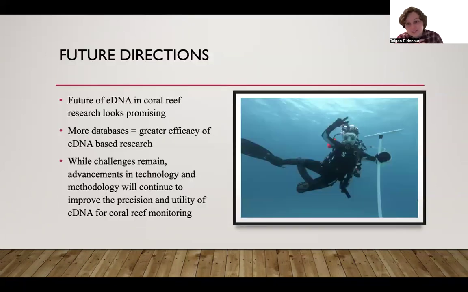So this is a photo of myself. I actually participated in a study with the Keys Marine Laboratory in regards to some of their marine protected areas, some of their coral reefs.